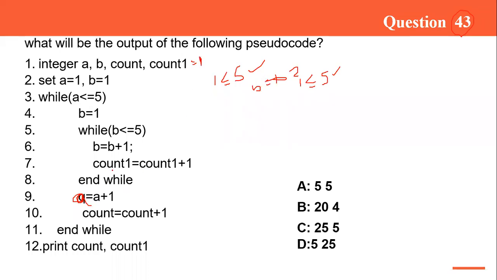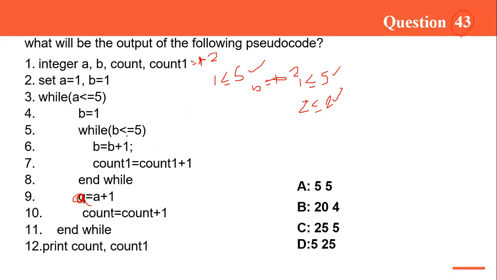And then after that, it goes back to B. B will become, it was 2. 2 less than or equal to 5, true. Enters inside again. Count 1 is equal to count 1 plus 1. That will become 2.